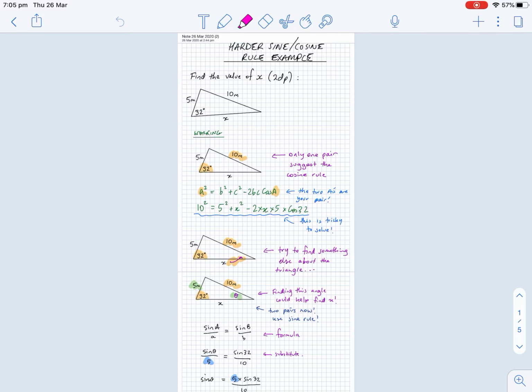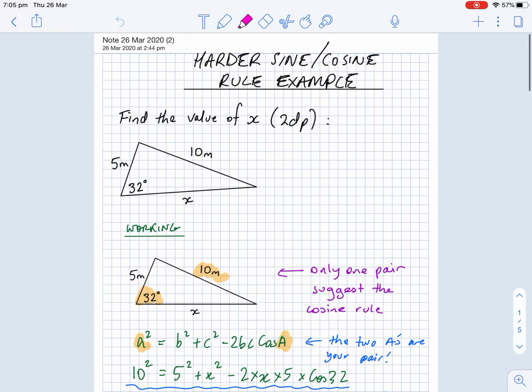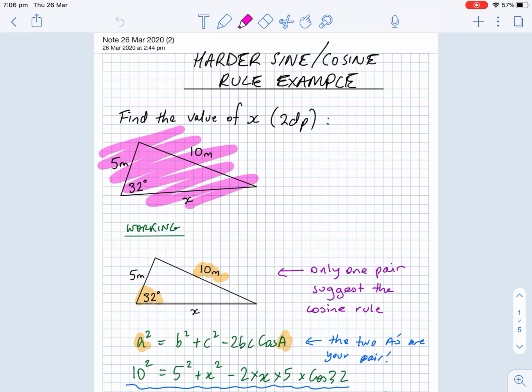Okay, so what I want to do now is go through a harder sine/cosine rule example question. This sort of question gets a lot of people really confused. So let's go through this. This is the sort of triangle that you deal with, which confuses people.